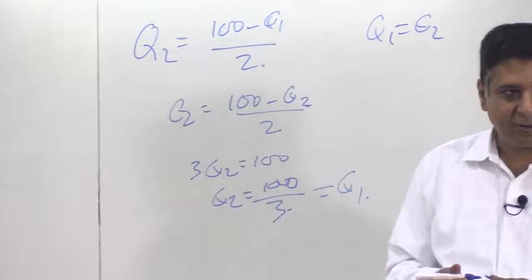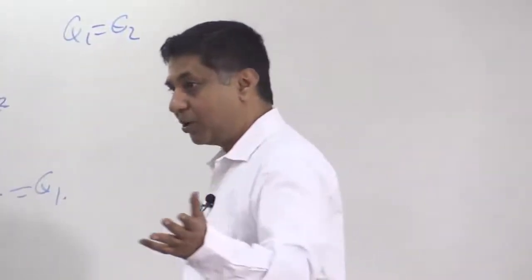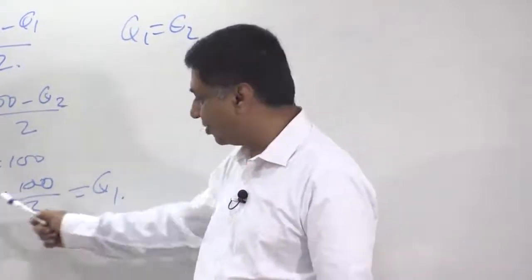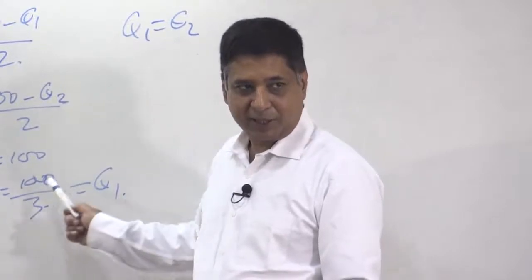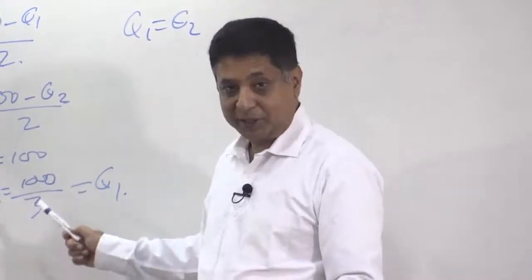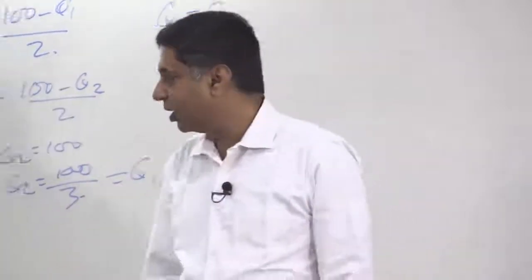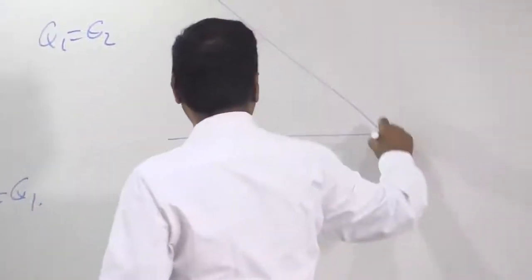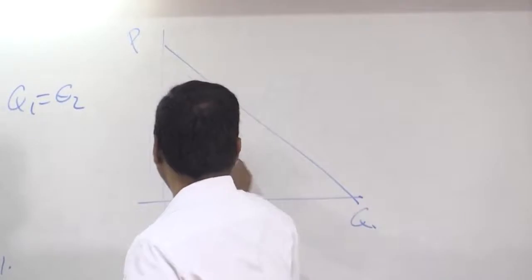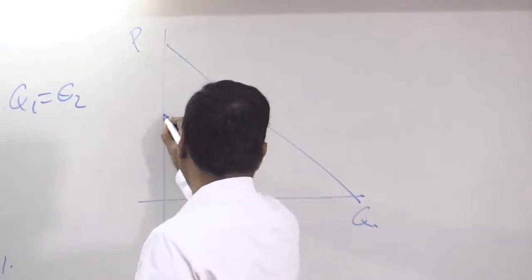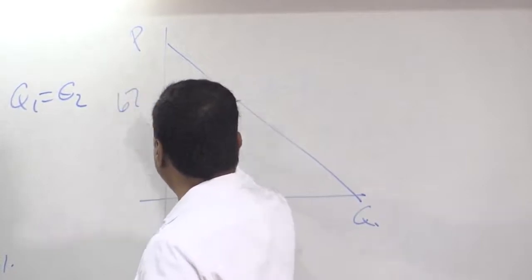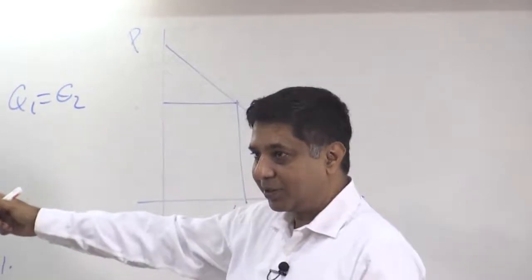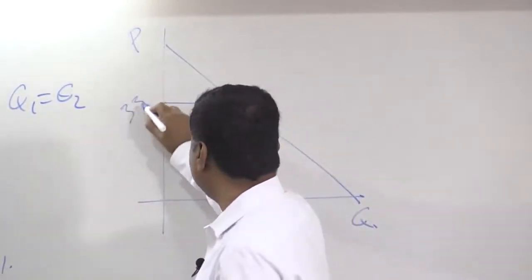So, both firms will now produce, each 1/3 of the market, essentially 100 by 3. Total output will be 200 by 3, about 66.67. If you think about the demand and supply curve, with quantity here and price here, the total amount they are bringing to the market is about 67. And what will be the price? 100 minus 67, so the price will be around 33.